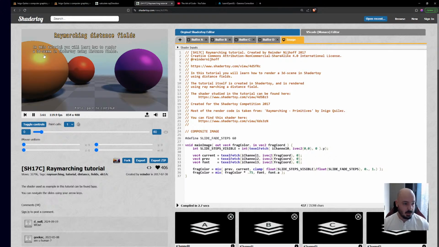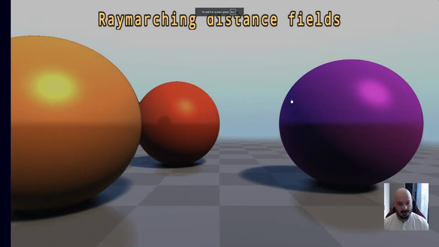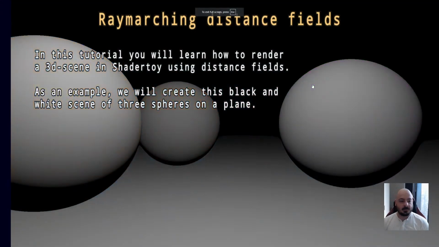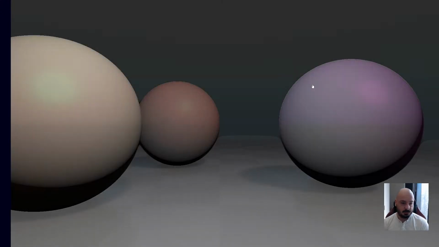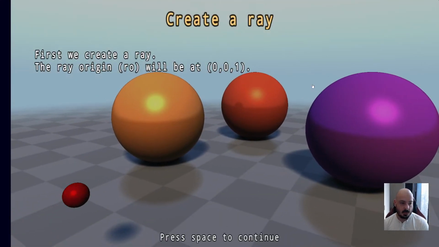Wow, okay. You will learn how to render a 3D scene in Shadertoy using distance fields. Press space to continue. Alright, let's have a look. As an example, we'll create this black and white scene of 3 spheres on a plane. First, we create a ray. The ray origin will be at position 0, 0, 1. Okay.